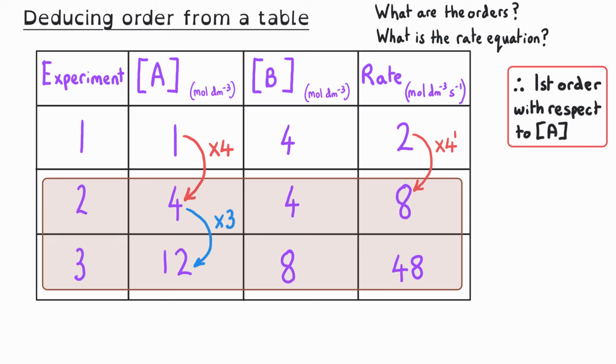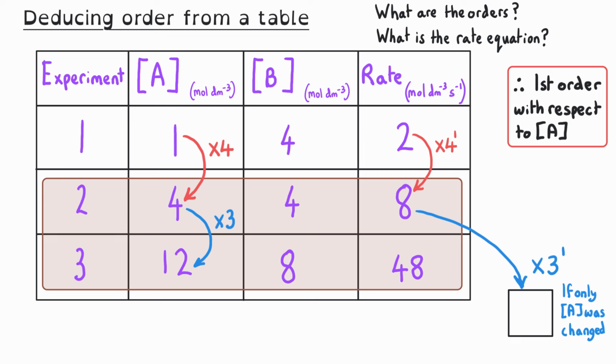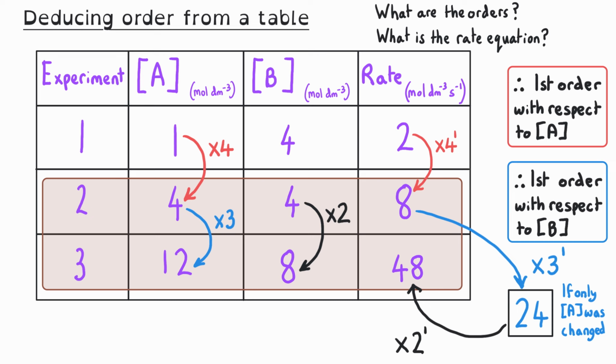If this was the only thing that was changing, the rate of reaction would increase by 3 to the power of 1, so 3 times larger, and that means it would change to 24 if only the concentration of A was changing. However, we can see that it is not 24 because the concentration of B has changed as well. It has been doubled. And what we can see is that this value of 24 is actually doubling up to 48. And so that means that the concentration of B is being doubled and the rate of reaction is being multiplied by 2 to the power 1, meaning that this is first order with respect to B.